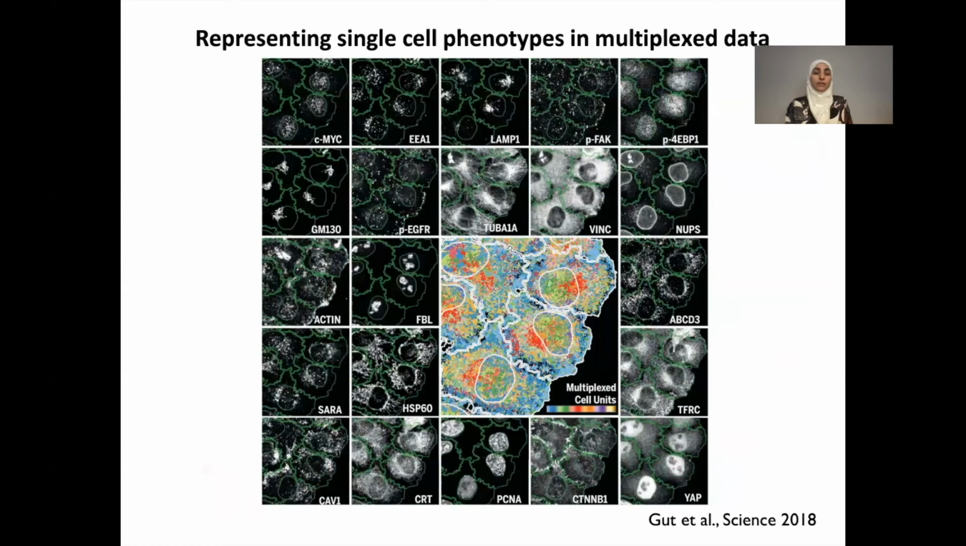Another example is from this paper that was published by Beckman's group using multiplexing technologies, basically looking at 40 proteins in the same cell simultaneously. And as you can see, these proteins have very different localization patterns. This transcription factor is in the nucleus, these proteins are in the endosomes, while this nuclear pore protein is in the membrane of the nucleus.